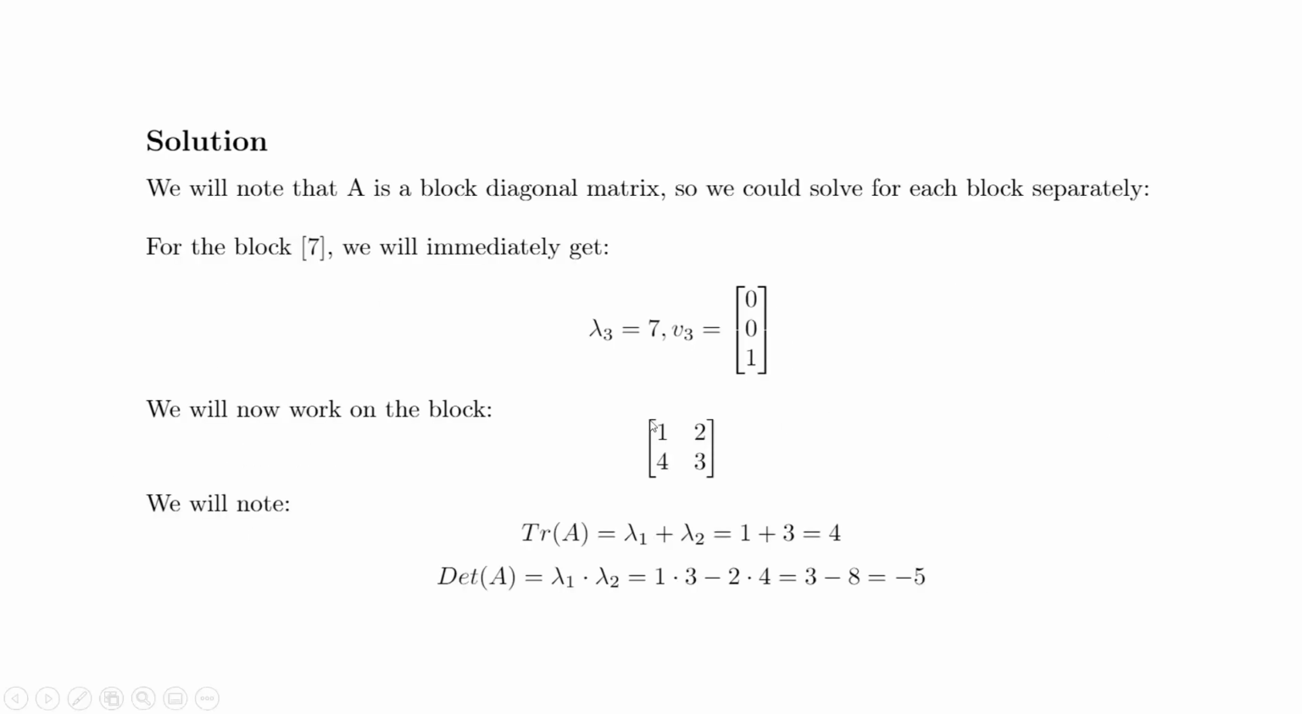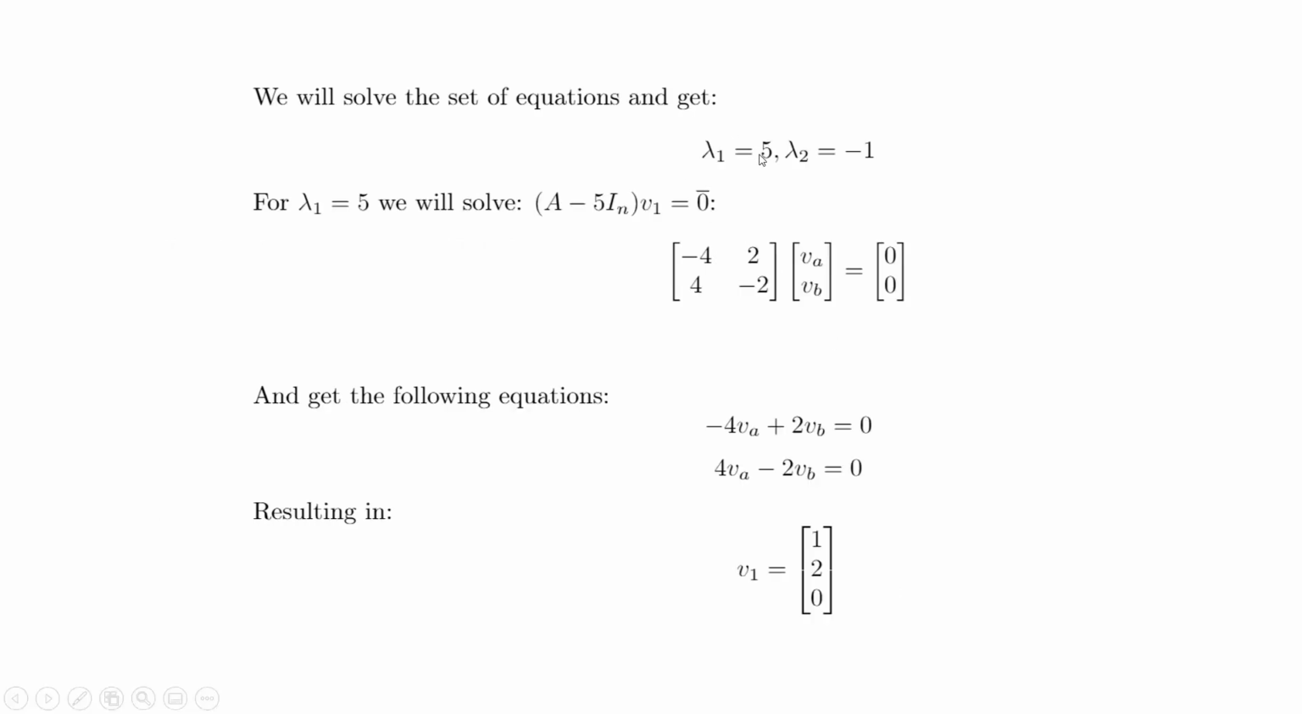We have this block to figure out next. We know that its trace is 4, meaning the two eigenvalues corresponding to it, their summation, is 4, and the determinant of it is minus 5, because 1 multiplied by 3 minus 2 multiplied by 4 gives us minus 5, and that means that the multiplication of lambda 1 and lambda 2 is minus 5. Solving the set of these two equations would give us lambda 1 equals 5, lambda 2 equals minus 1.